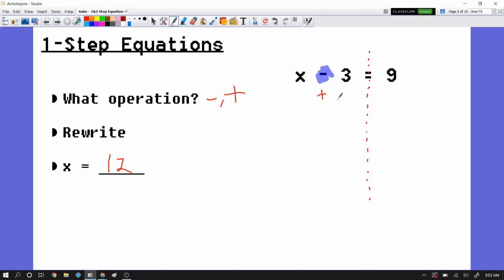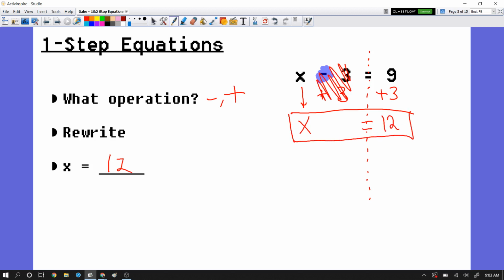So I see minus 3, so I'm going to do its opposite, plus 3. Drop my x straight down. This is going to 0 out, because anytime we add opposites, it's going to be 0. 9 plus 3 is 12. Proof of what we were doing algebraically. So there is the rewriting. Rewriting is going to come more into play as we move into two-step and multi-step equations and inequalities.